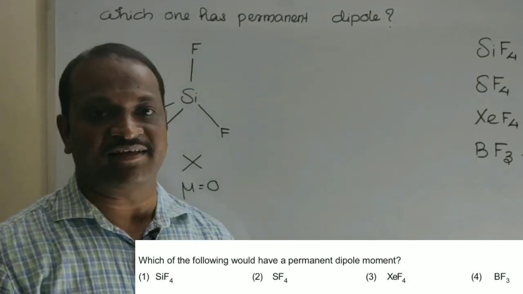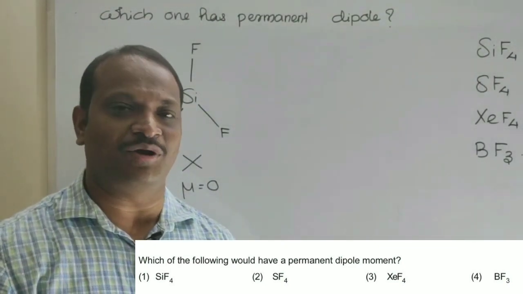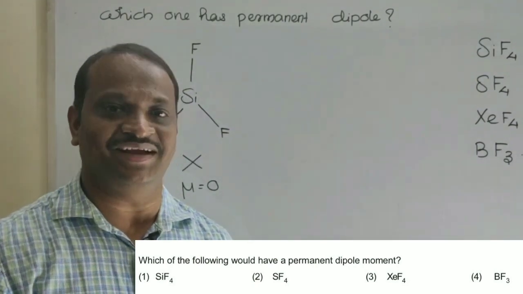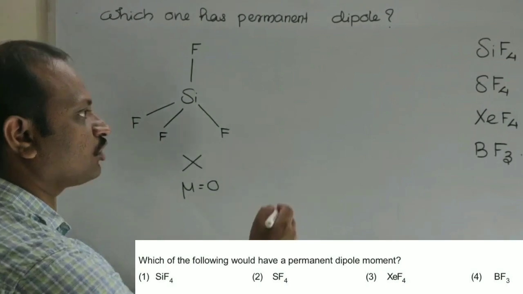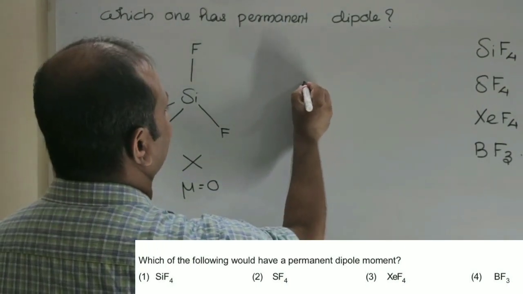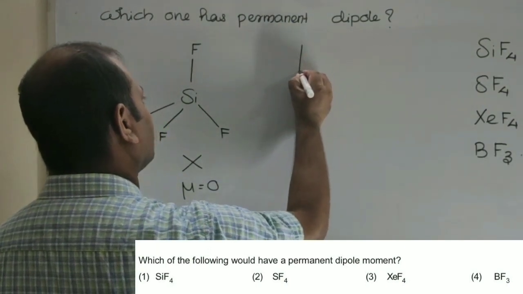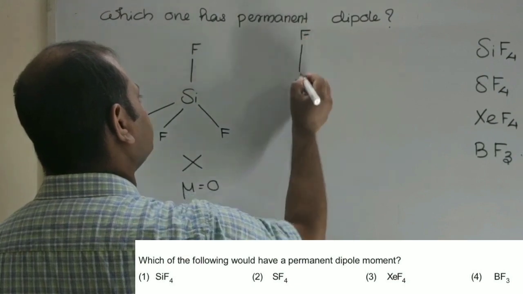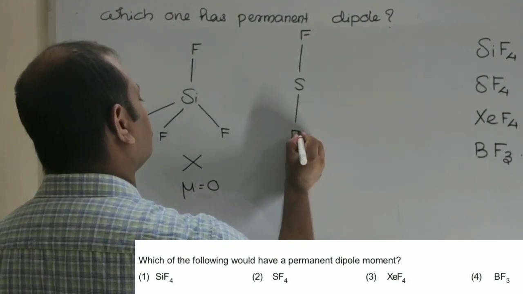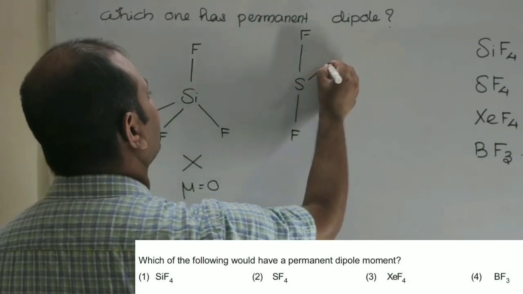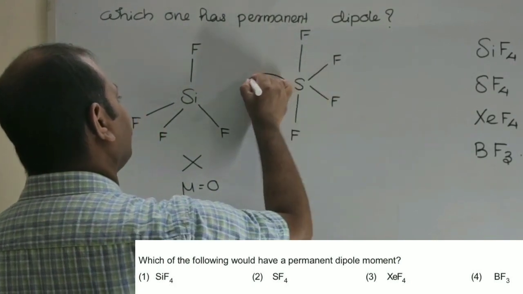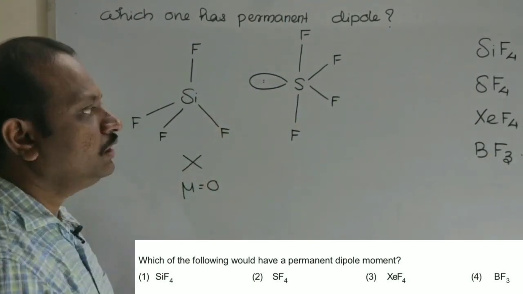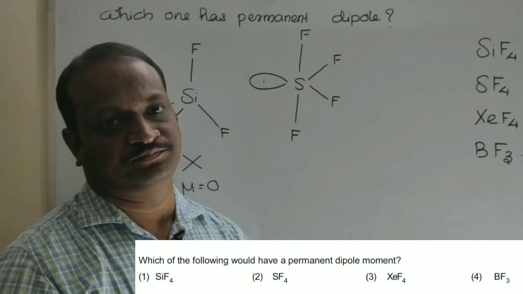Similarly, let's talk about SF4. We should not forget the SF4 geometry because it's a seesaw shape. So I'm just drawing the SF4 shape. Sulfur at the center, fluorine on top, fluorine at the bottom. Next, here we have an F, here also F. Then we have a lone pair. So this is SF4.